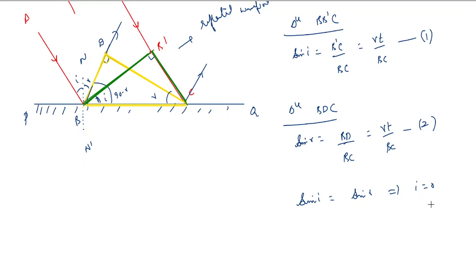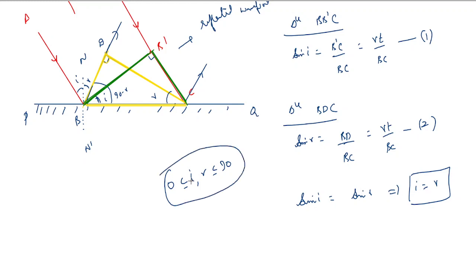There is no need to use general trigonometric functions here. That is because the value of I and r is between 0 and 90 degrees. That's the range of it. For this range of I and r, the only possibility when sine I is equal to sine r is that I is equal to r. This is nothing but the second law of reflection. Therefore, by proving the second law of reflection, we have proved that even wave theory can explain reflection, which means wave theory is a consistent and useful theory.